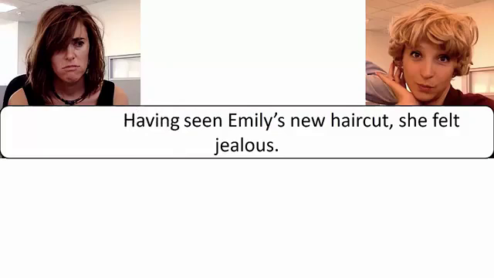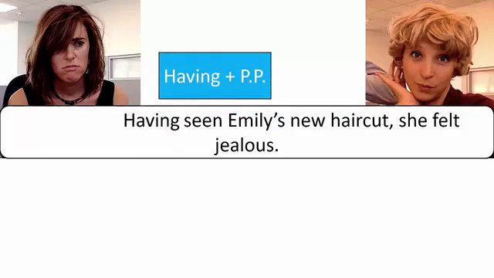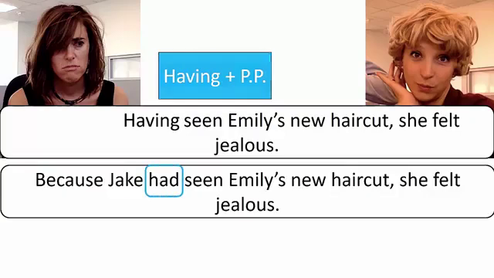When we start a reduced adverb clause with having and the past participle, this means because, and it means the action happened in the past. This makes sense because we just changed the original verb had to the ing form, like you may remember from previous lessons. In fact, we can use have and the past participle to reduce a clause that does not contain had in the original sentence. Let's see an example.